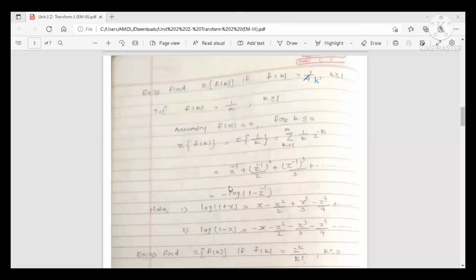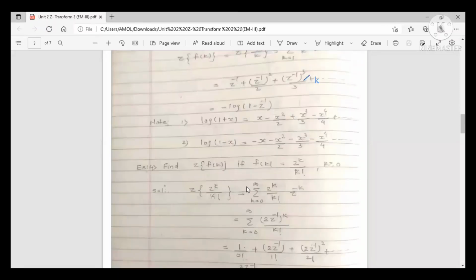This is the series, and so it is nothing but minus log of, in brackets, 1 minus z raised to minus 1. Now you know the series. Why is it z raised to minus 1? This series is minus log of 1 minus z raised to minus 1 because of the results: log of 1 plus x is x minus x square by 2 plus x cube by 3 minus x raised to 4 by 4 and so on, and log of 1 minus x is minus x minus x square by 2 minus x cube by 3 minus x raised to 4 by 4 and so on. So we are using the second formula here.